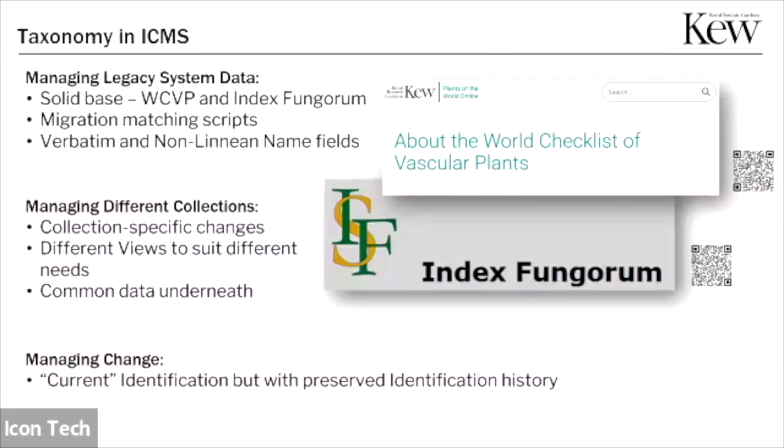So they're the challenges. What have we been doing to try and address those? We start from a solid base as much as we can. We used the World Checklist of Vascular Plants and the Index Fungorum as our backbones. As we've moved legacy collections into the new system, we will match against those. Matching is not always going to work exactly 100%, so we also have a mechanism to manage matching to the most current taxonomic name, but also keeping that history of names used on the original specimen.